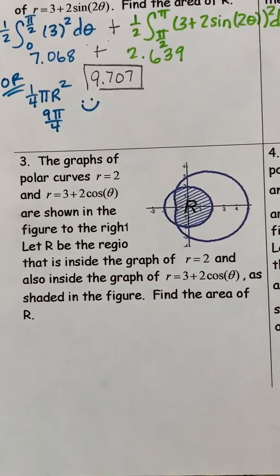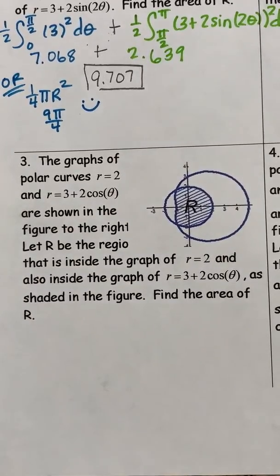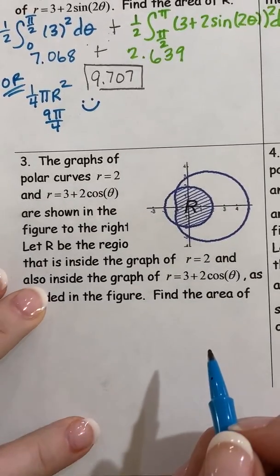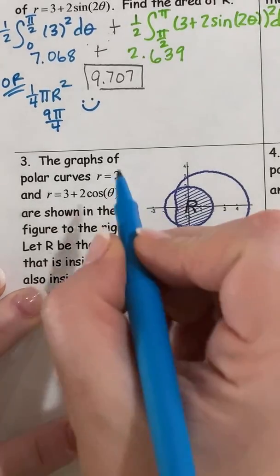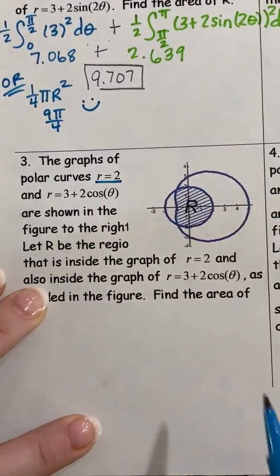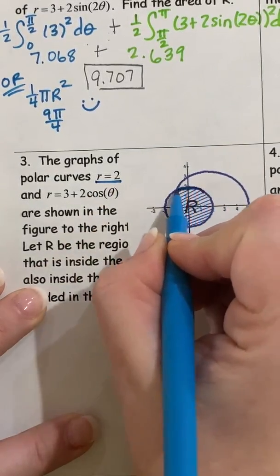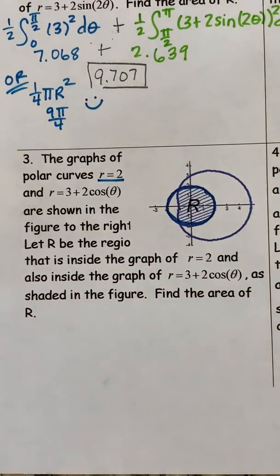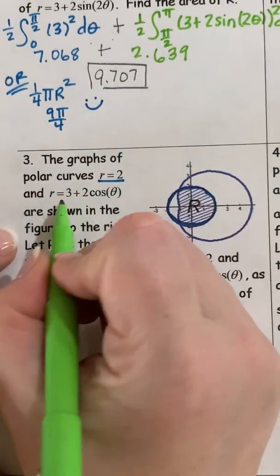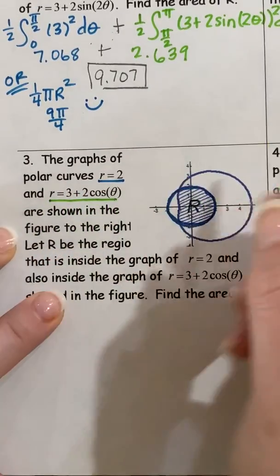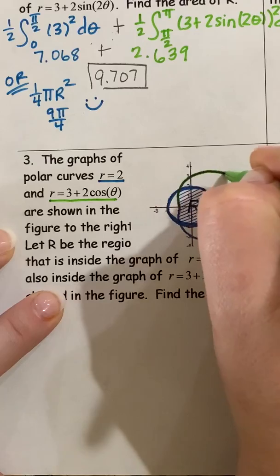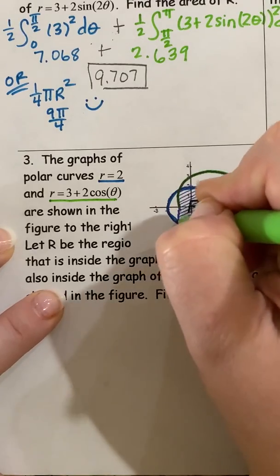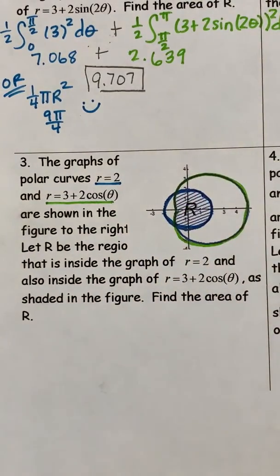Next problem, we're going to find the area of the graphs of the polar curves r equals 2. So r equals 2 is the circle again. So we have a circle r equals 2. And this time we do have a cardioid.